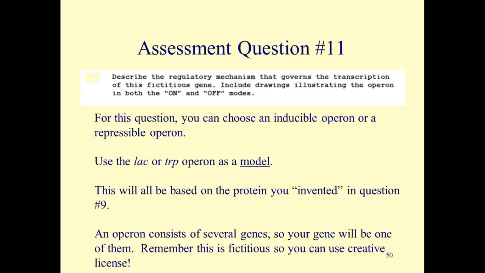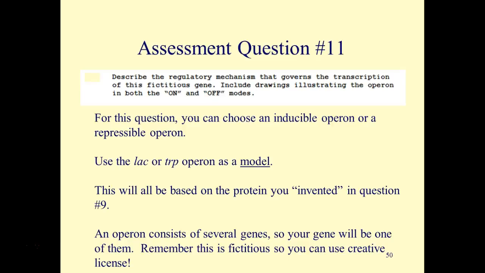So for assessment question number 11, you're going to describe the regulatory mechanism that governs the transcription of this fictitious gene that you have in number 1. You want to include drawings illustrating the operon in both the on and the off modes. So you're going to model your drawings after these slides that you're about to see.